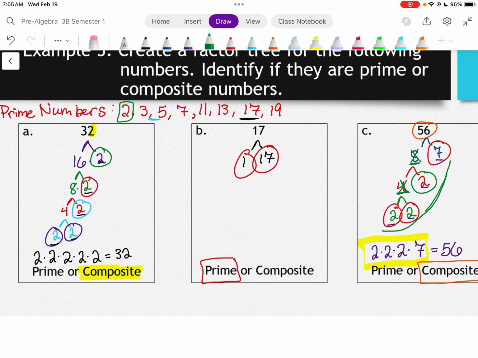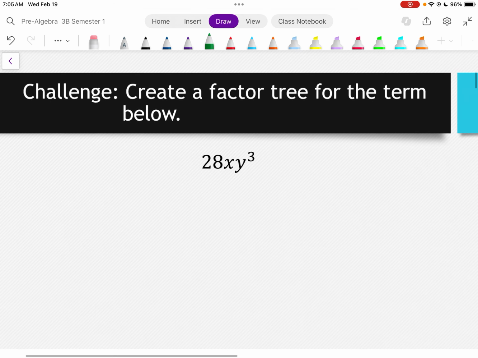Okay, now we're going to move on to a challenge problem. So I want you to pause this one and see if you can create a factor tree for the terms below.